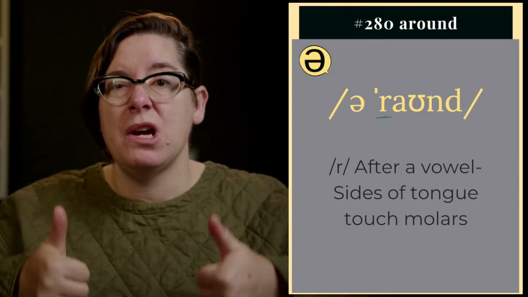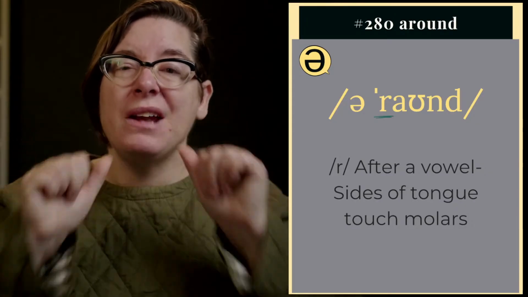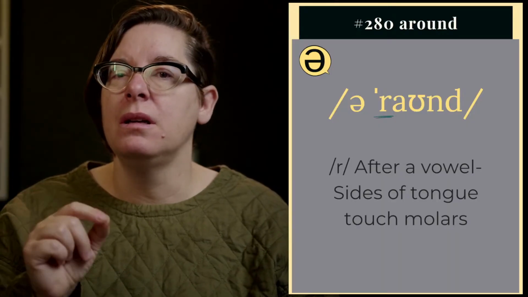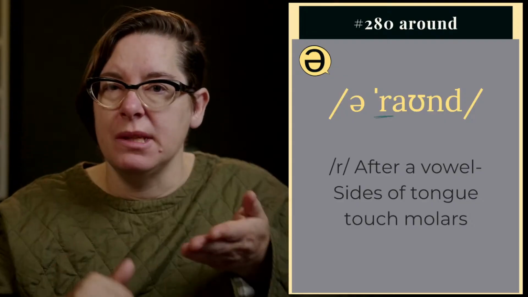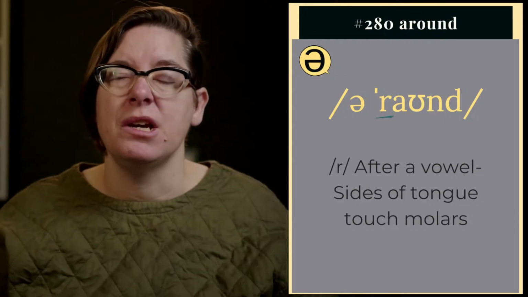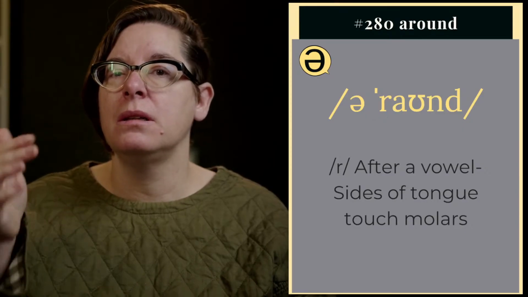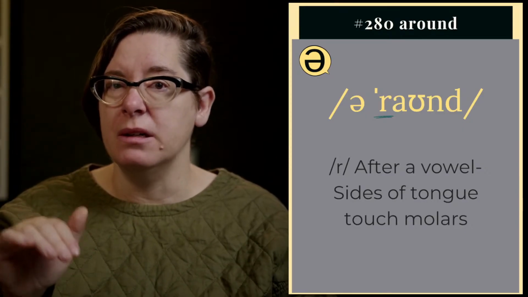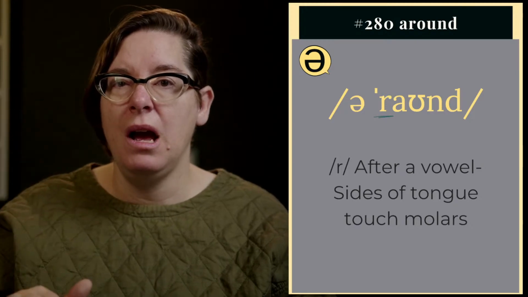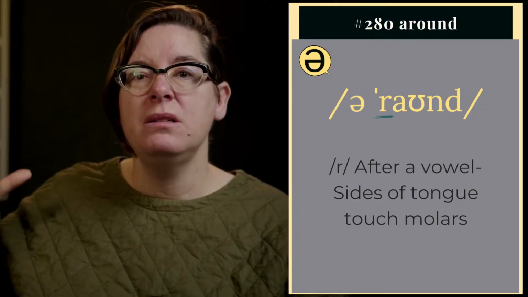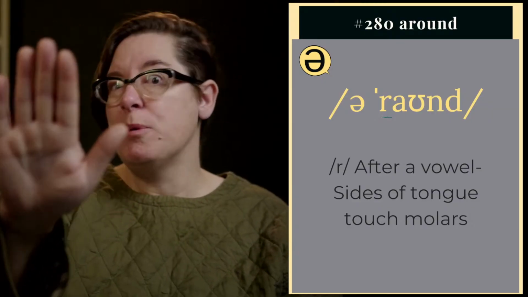Remember, the sides of the tongue come up to touch the molars. I don't even need to move my jaw. I'm just lifting my tongue so the sides can touch. Let the tongue back down for the R, to move it to the back. And then my tongue goes forward for the N and D.